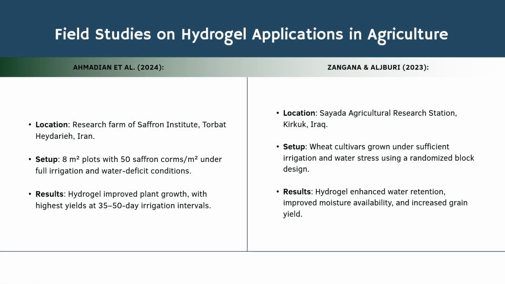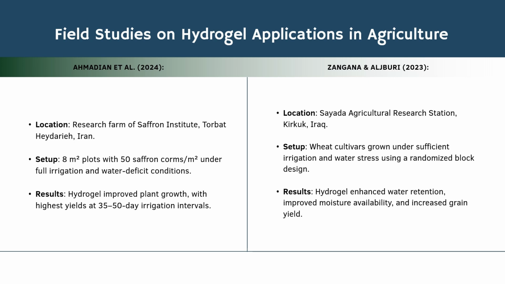Although many studies are done in controlled environments and at small scales, there are studies done at large scale and in the field. For example, Ahmadian's study in 2024, at a research farm of saffron in Iran. The experiment was in 8 square meter plots with 50 saffron corms per square meter under full irrigation and water deficit conditions. The study found that the hydrogel improved plant growth, with highest yields at 35 and 50-day irrigation intervals.